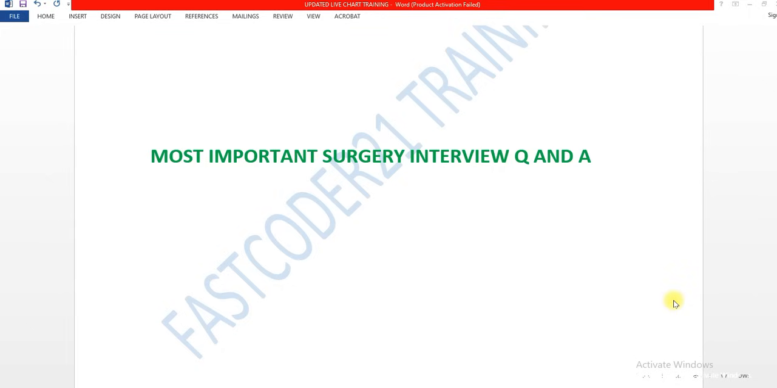What is sacroplasty? It is repair of the sacrum using cement.